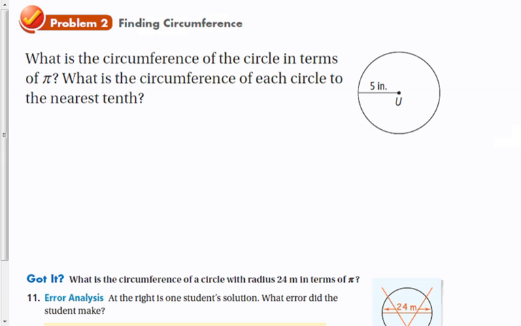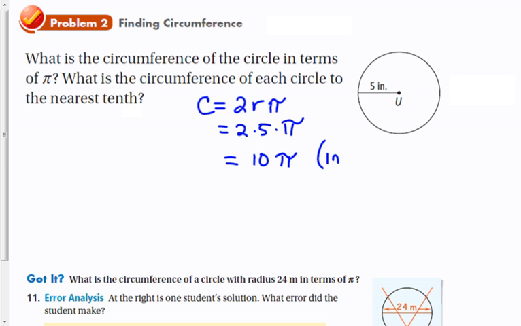What is the circumference of a circle in terms of pi? What is the circumference of each circle to the nearest 10th? So in terms of pi, our circumference is equal to, if we use the radius, we're going to use this formula, 2 times the radius times pi, or 2 times pi times the radius, however you want to look at that. And we're going to substitute for our radius 5 inches. So we get this, which is 10 times pi, and we're just going to leave it like that in terms of pi.